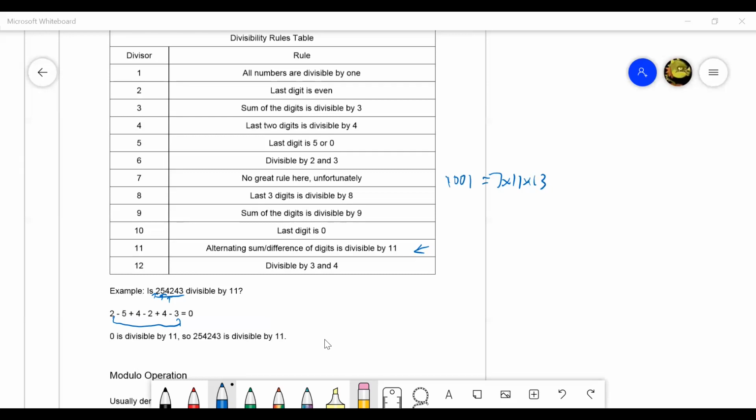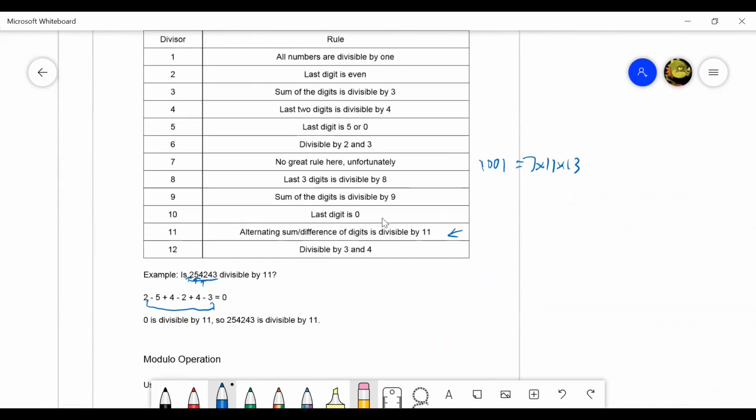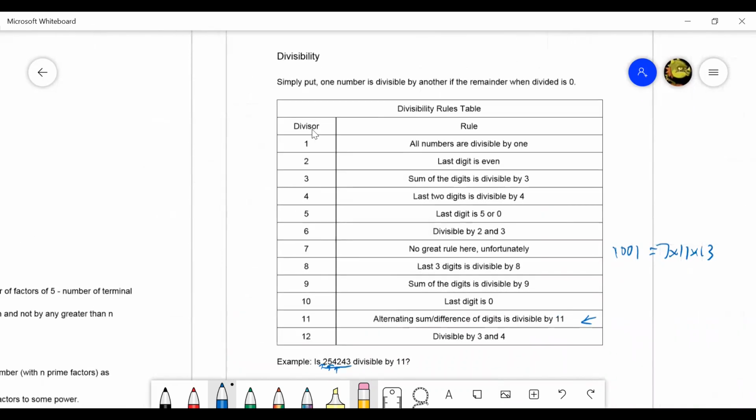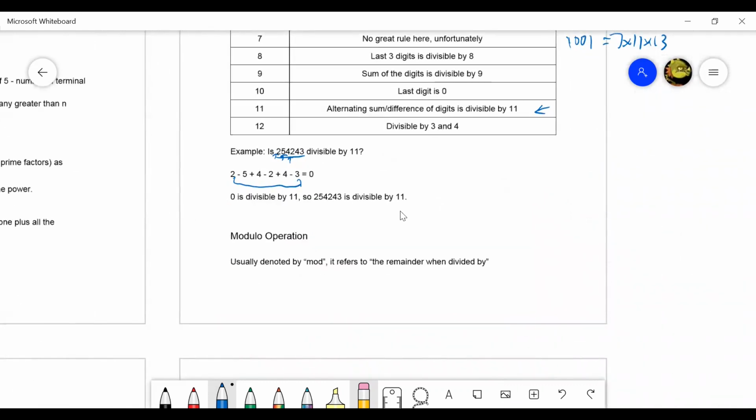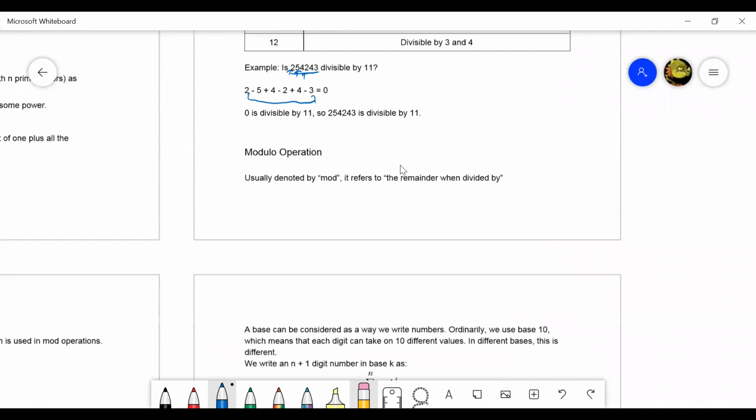Then the final sum or difference that you end up with, if it's divisible by 11, then the entire number is divisible by 11. I don't know the proof of this off the top of my head, but the rule is indeed true, so you can use it. All right. So all of this is basic stuff, and it's all really helpful for what's next, which is the modulo operation.